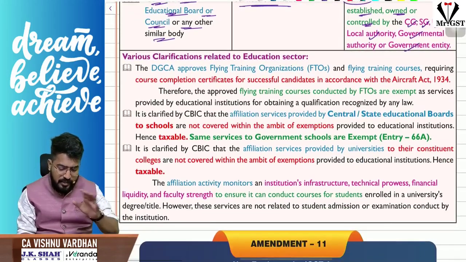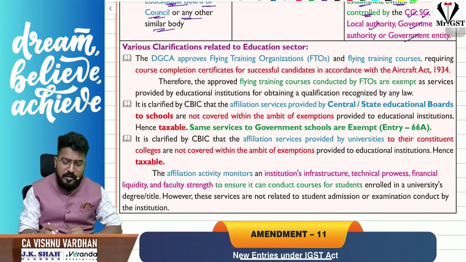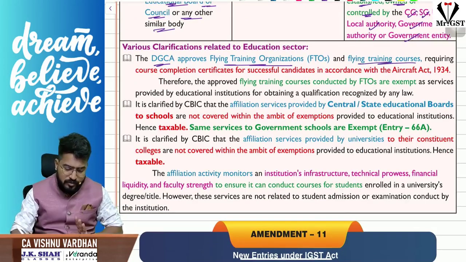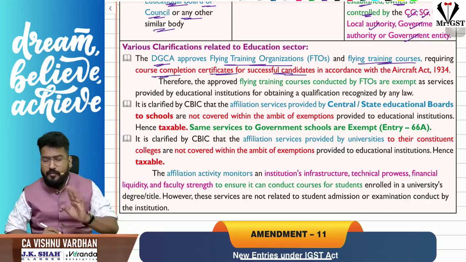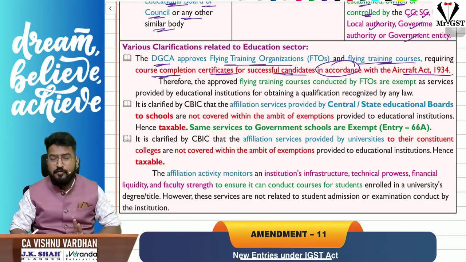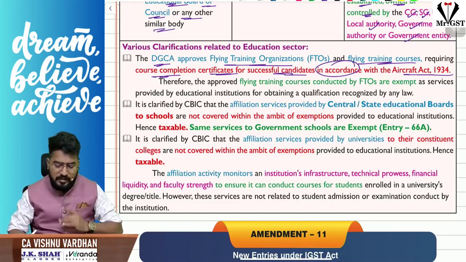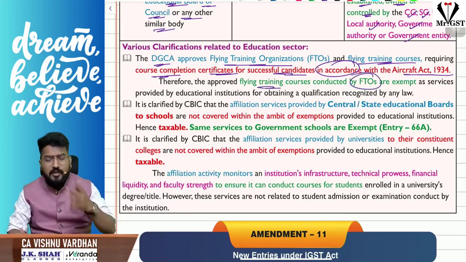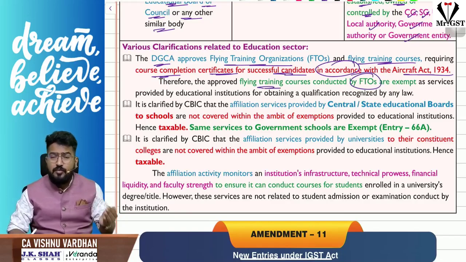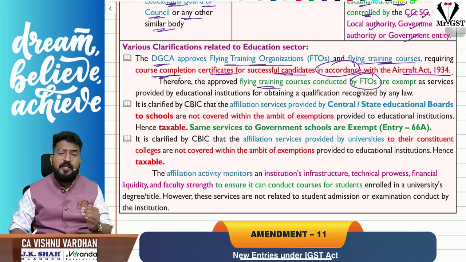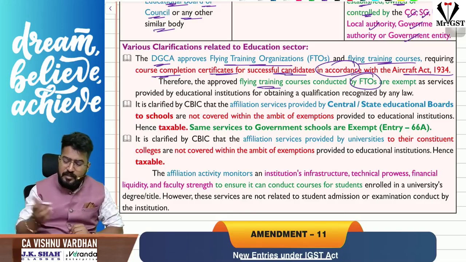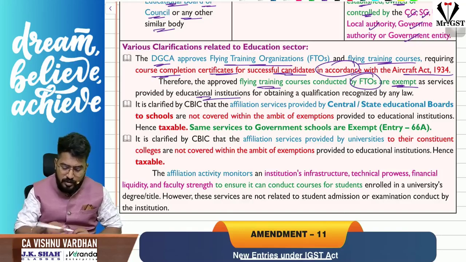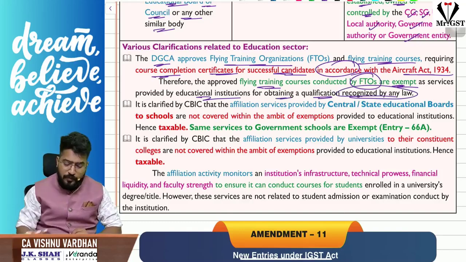And there are various clarifications also added in this educational sector, which I am discussing here itself. See, DGCA is approving flying training organizations and flying training courses, and after the course is completed, the certificates are granted to the students in accordance with the Aircraft Act 1934. Of course, now they are replacing this act with a new act. That's a different story, let us not worry about that. So the flying training courses provided by FTOs, that is flying training organizations, are nothing but educational services provided as part of a curriculum, to obtain a qualification recognized by Indian law. So they have clarified that the services provided by these people are exempt under GST, because they are provided by the education institution for obtaining a qualification recognized by the law. As we have discussed.